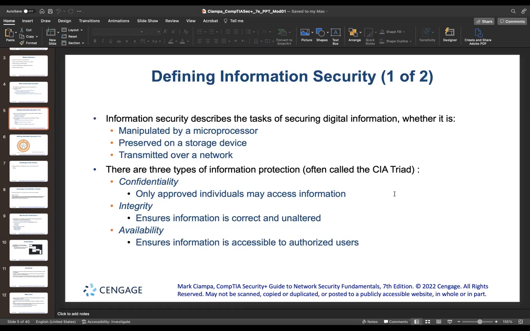Let me ask you this question. Which one do you think is most difficult to secure? Data which is being manipulated by a processor, data in a storage device, or data which is being transferred over a network? Data that's transferred over a network? Because? Because, it's a guess. Because other people have access to the means of transportation, right? Like you are transferring data from your computer to some other computer in the network. Other people have access to the medium that you're using for that transfer.